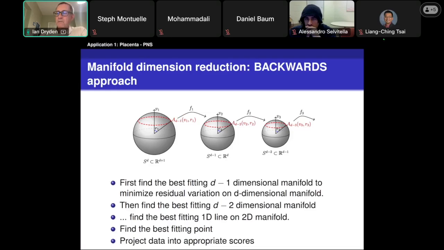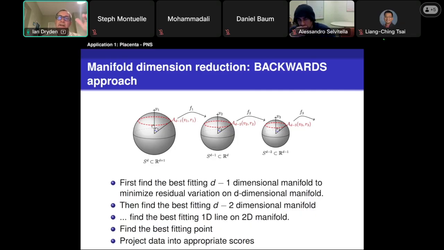It is used very, very widely. Manifold dimension reduction can also be done the other way, like a backwards approach. If we had data on a high dimensional sphere, which is what this picture shows, and we want to reduce the dimension, one thing we could do is fit a sphere which is 1 dimension less. If you've got a sphere here in d+1 real dimensions on this side, and you do a slice through it, that gives you an actual sphere.